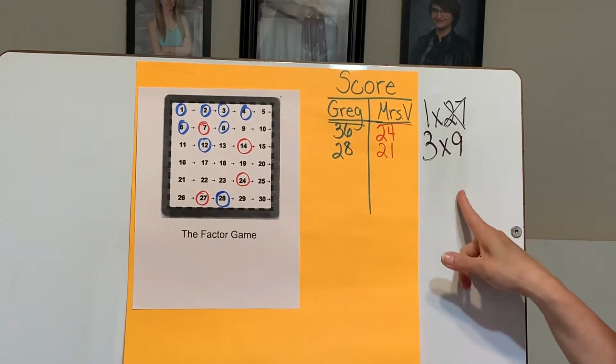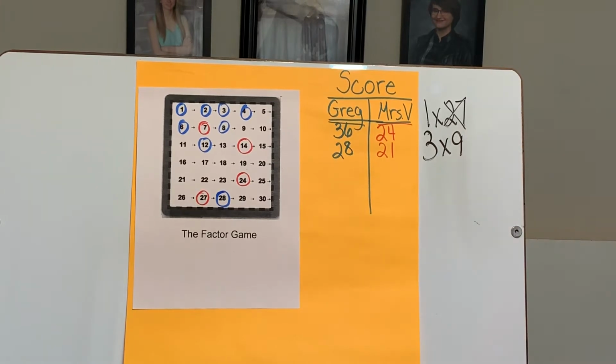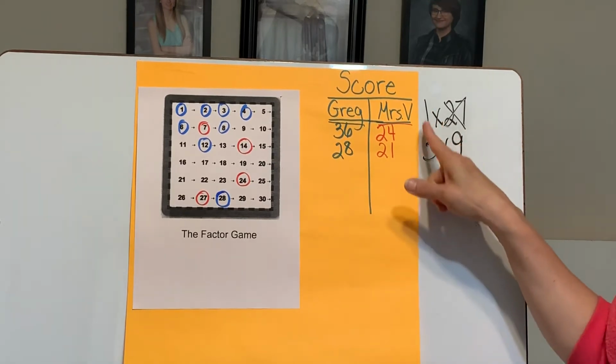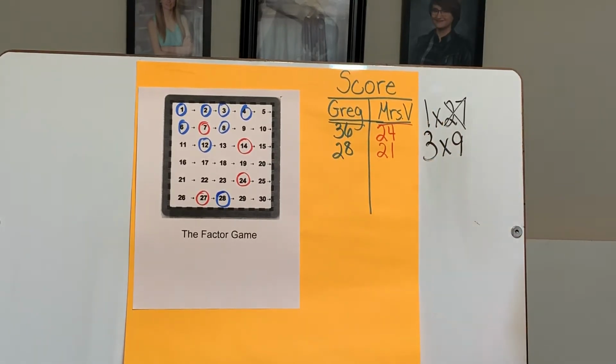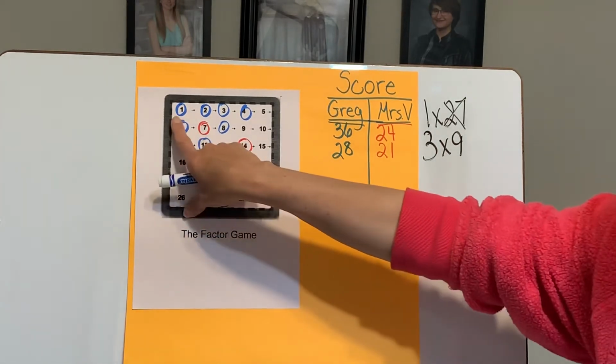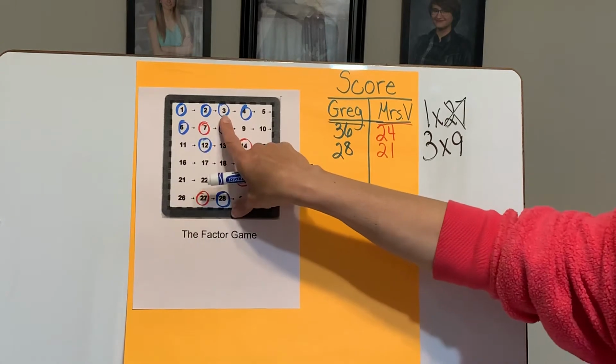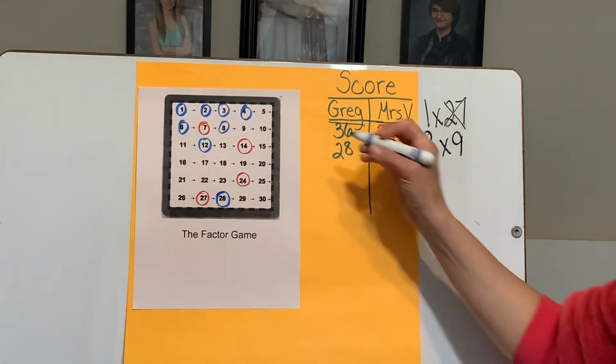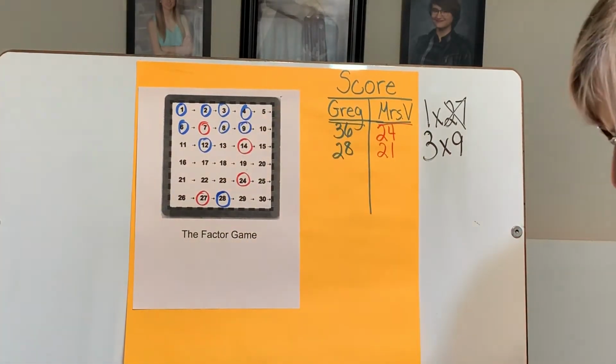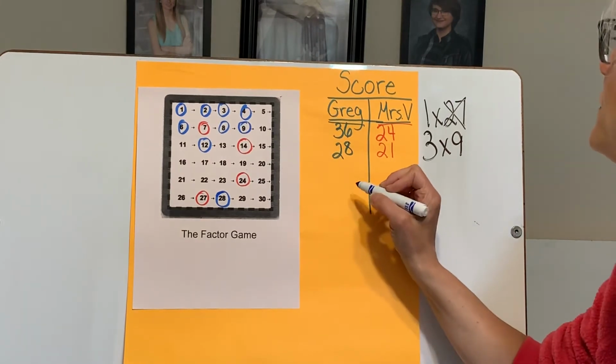So I'm noticing that 27 is a pretty good one to circle because there aren't very many factors of 27. So Greg can look over here. He's got 1. No, he's already got that. 3. No, but he does have 9. So that only gave him a score of 9.